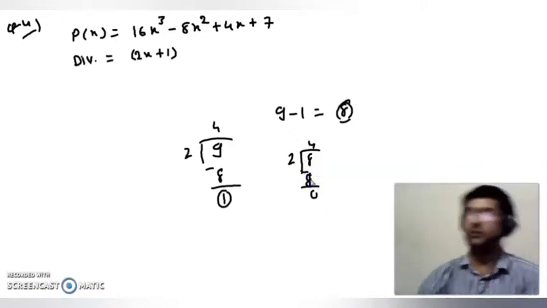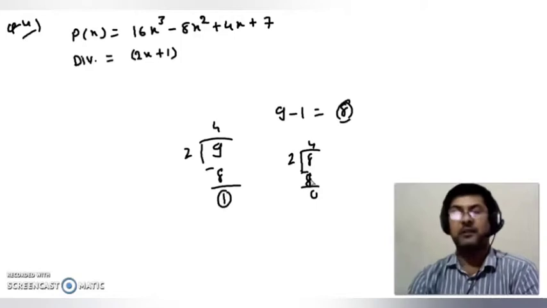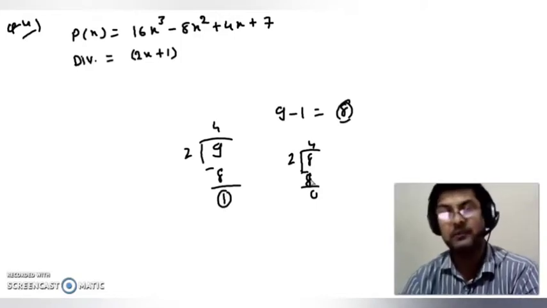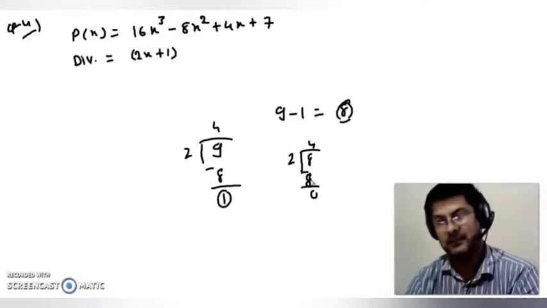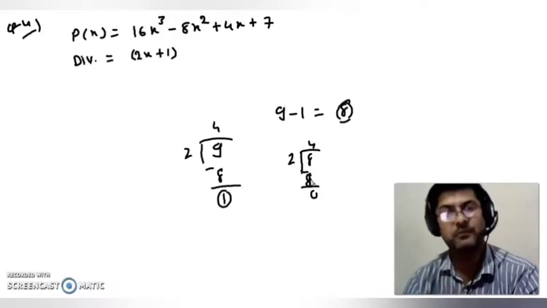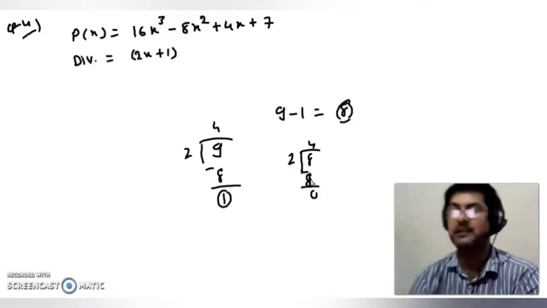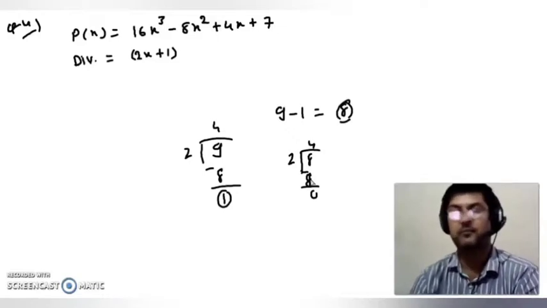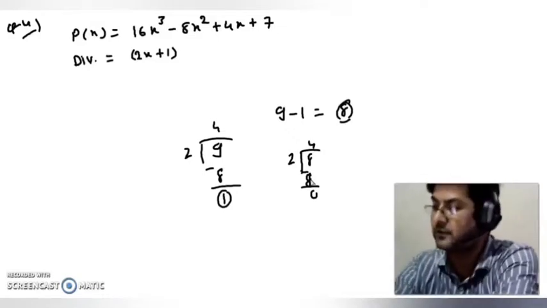In short, I mean to say that we have to do nothing but find the remainder. Yes or no? And that remainder is the answer. Or in other words, it is the number which must be subtracted from the given polynomial p of x such that 2x plus 1 becomes a factor of p of x. Okay, so now let us solve.